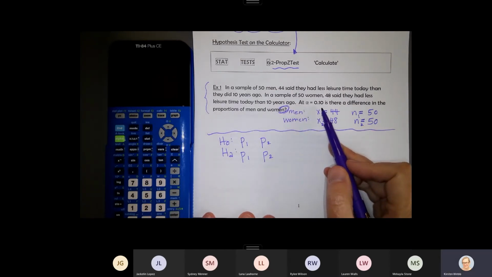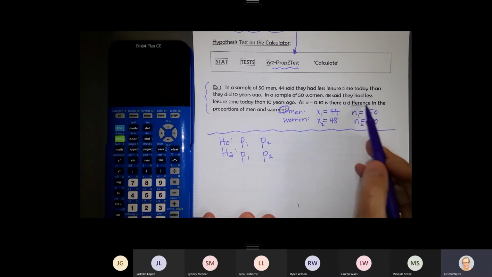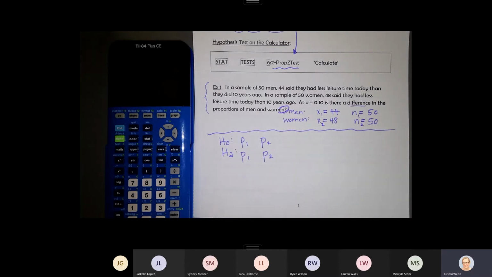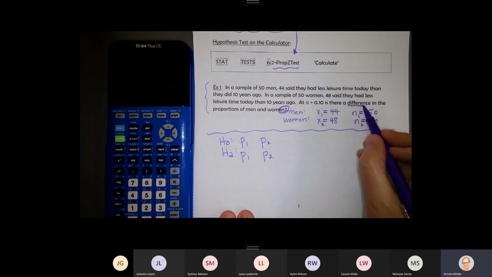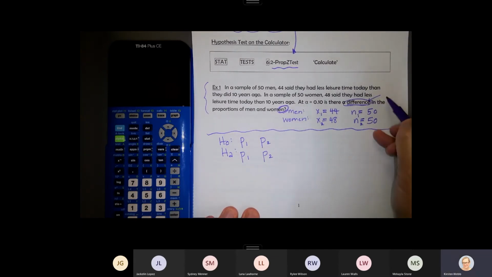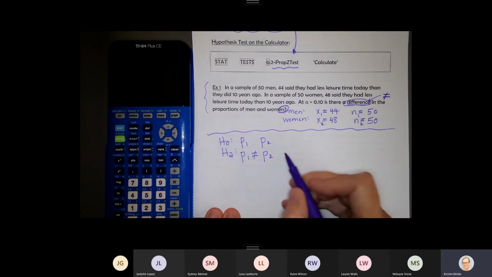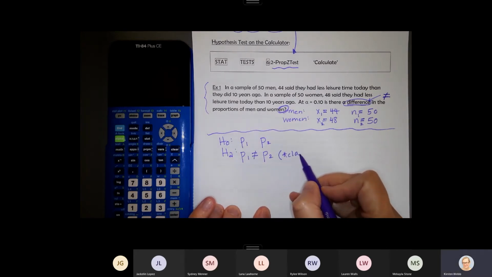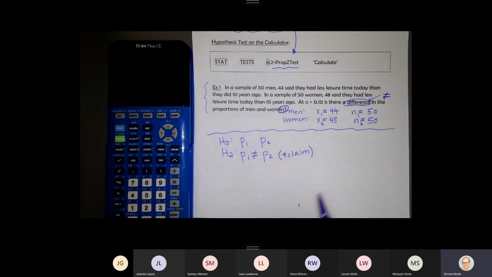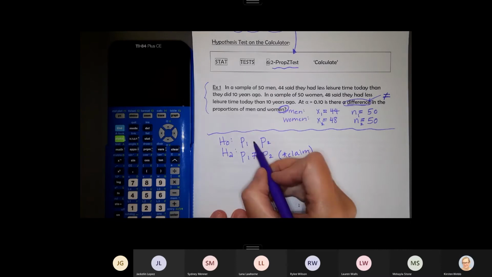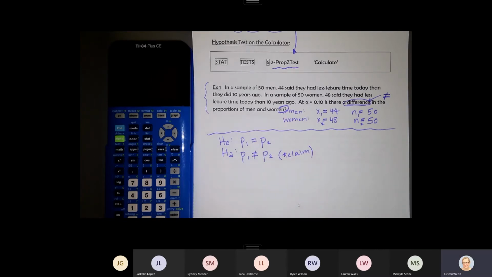And then we'll focus on the question. At alpha equals 0.10, is there a difference in the proportions of men and women? So we want a symbol to represent a difference. Different meaning they're not the same. So I'm thinking a not equal symbol, which we know has to go in the alternative hypothesis. So HA in this case will represent our claim. The idea that the proportions are different. So P1 does not equal P2. Then we know the null hypothesis should be the opposite with an equal bar.